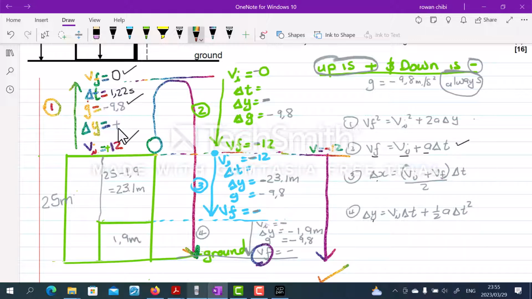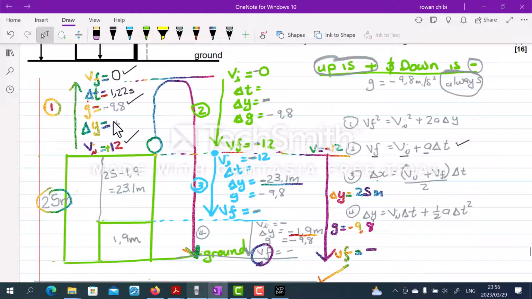And then what else do we know? We do know delta y, because delta y is at this point 23,1 and here 1,9, which is 25. So we know delta y at this point is 25 meters. We know g is always negative 9,8. So we want the final velocity on the ground, which is negative. We have the initial velocity, we want the final velocity, we have delta y, we have g.